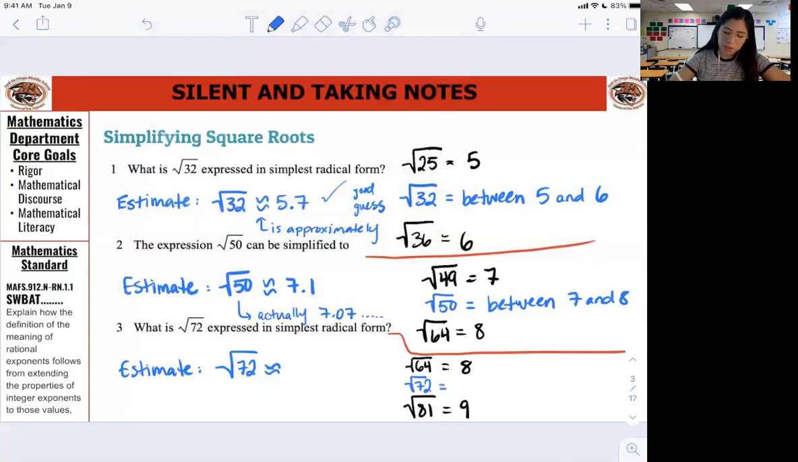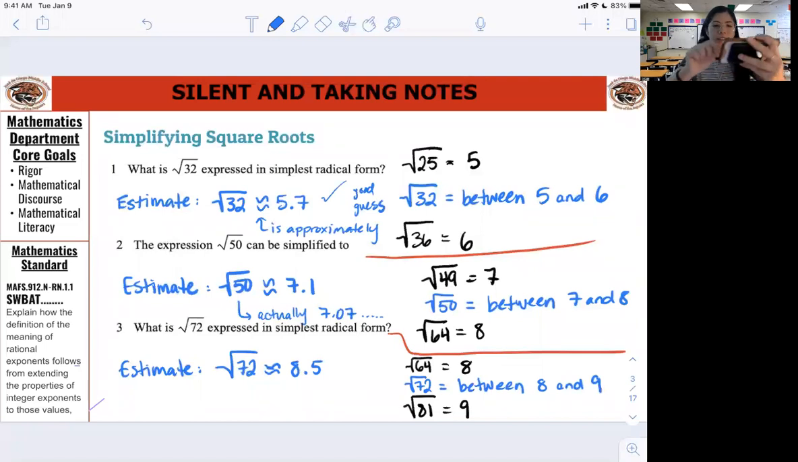Is it going to be closer to one versus the other, or is it kind of right smack in the middle? I think it's closer to 64. We'll see. It's 8 units away from 64, and then 9 units away from 81. So it's a little bit closer to 64, but it's kind of right in the middle. So what's a good estimate for this one? 8.5. 8.4. Those are both good estimates.